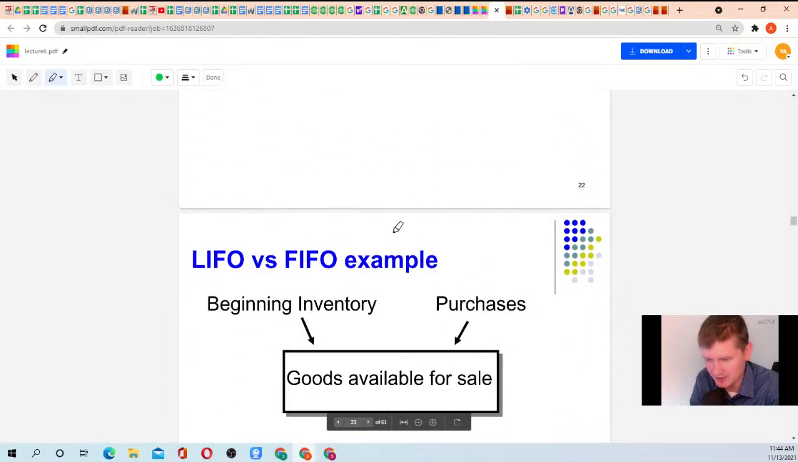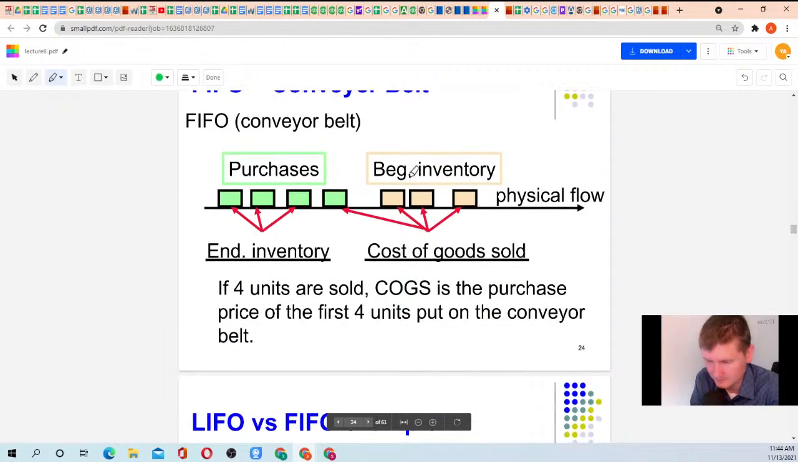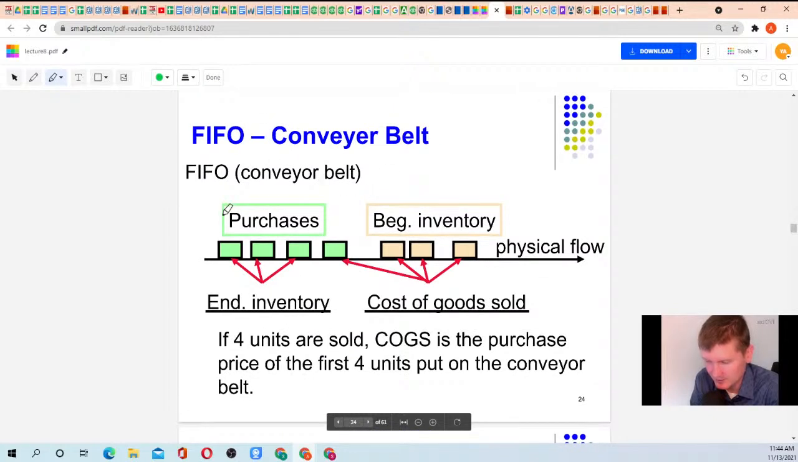First in, first out, last in, first out, beginning purchases. The accountant must separate goods available for sale into ending inventories and cost of goods sold. This separation is done based on the physical flow assumption. FIFO: what we have at the beginning inventory, that was purchased, and when we sold something, we sold beginning inventory first, and only then start to sell current purchases, starting from the earliest purchase.